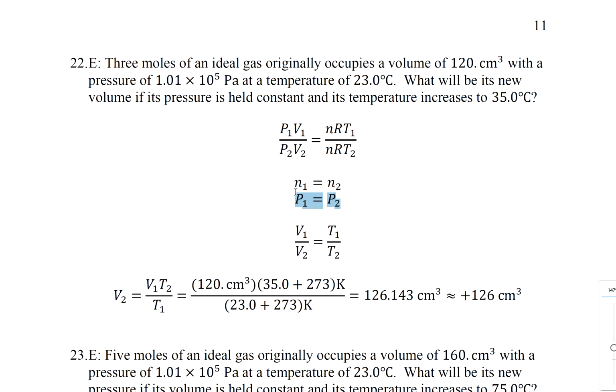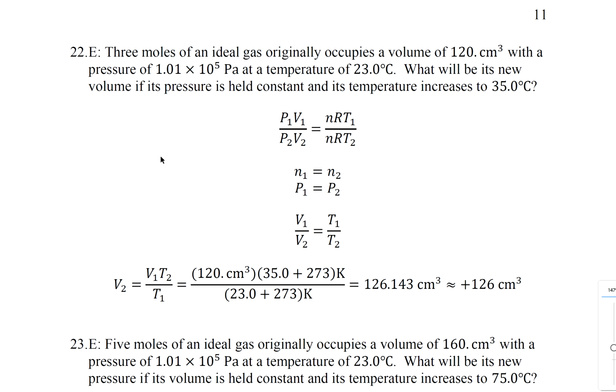So P1 equals P2, number of moles didn't change, so n1 equals n2, and the gas constant is just a constant. So things cancel in this first equation here, where we just end up getting V1 over V2 equals T1 over T2. So we end up getting this equation, 126 centimeters cubed.